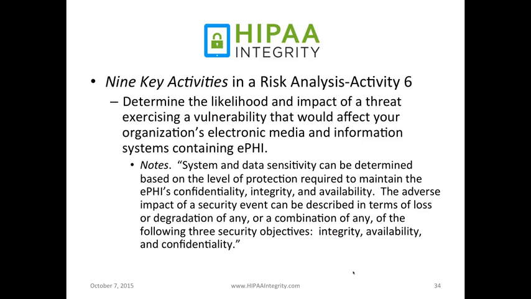So activity 6 is then determining the likelihood and impact of the threat exercising a vulnerability that would affect your organization's electronic media and information systems. So first of all, you've looked at where you have weakness. Now you're looking at the probability of something happening in this area.